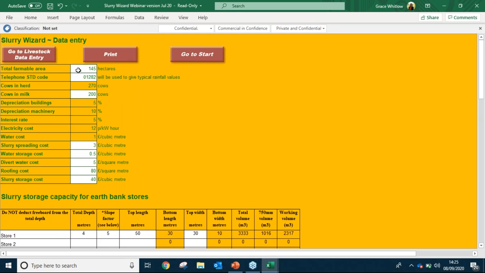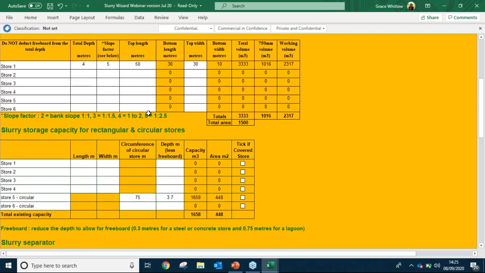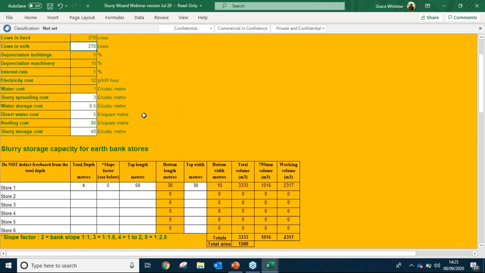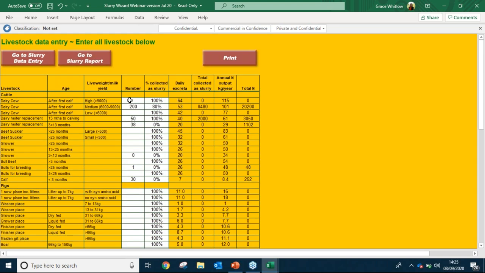Let's go through to this first page. We've got the same size farm. We live in the same area, 270 cows. We've also got 270 cows in milk. So that goes in there. That will affect the parlour washings, of course. Everything else down here is the same, storage, etc. That's not changed.